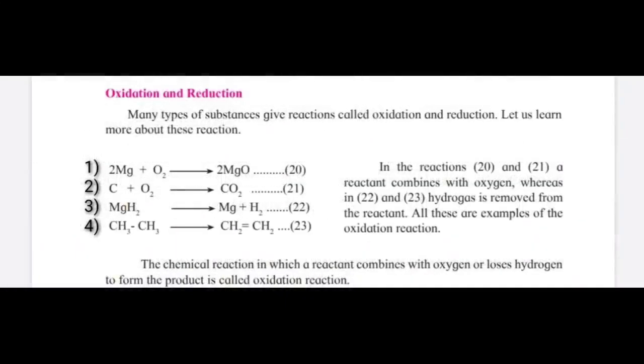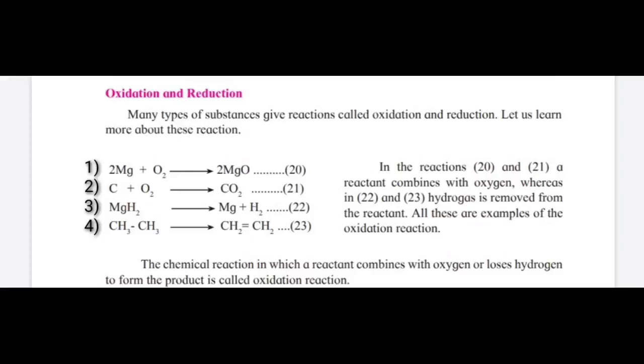Let us study the oxidation and reduction reactions now. Oxidation. In the above reactions 1 and 2, a reactant combines with oxygen, whereas in the reaction 3 and 4, hydrogen is removed from the reactant. All these are oxidation reactions. From this we conclude the chemical reaction in which a reactant combines with oxygen or loses hydrogen to form the product is called oxidation reaction.